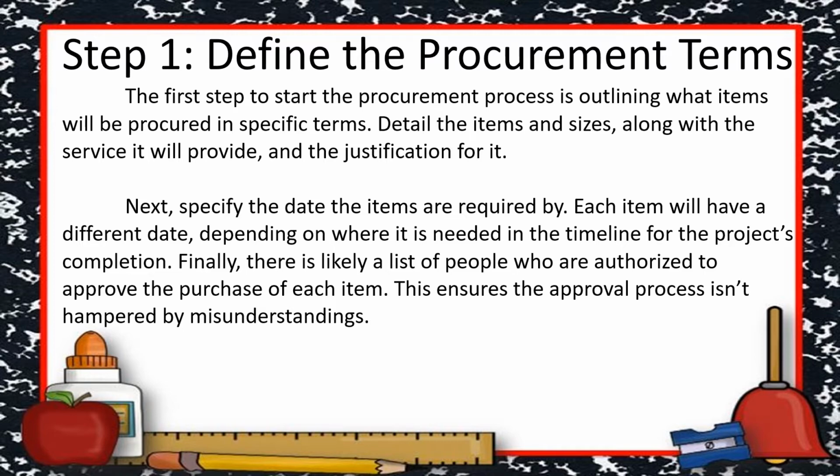Next, specify the date the items are required by. Each item will have a different date depending on where it is needed in the timeline for the project's completion. Finally, there is likely a list of people who are authorized to approve the purchase of each item. This ensures the approval process isn't hampered by misunderstandings.